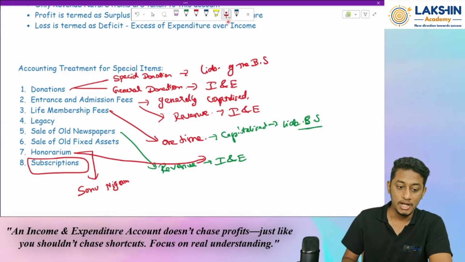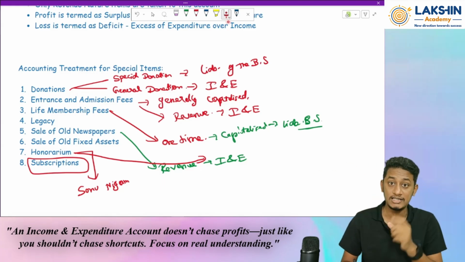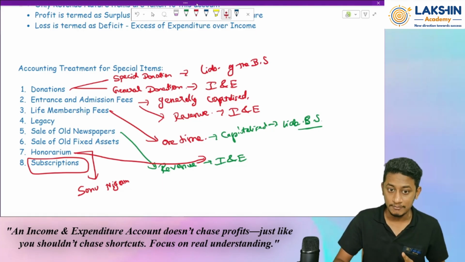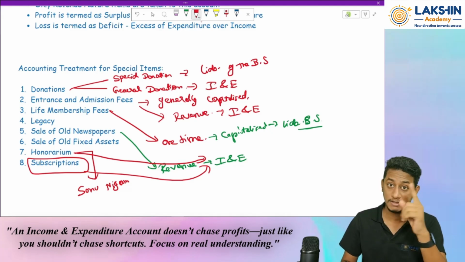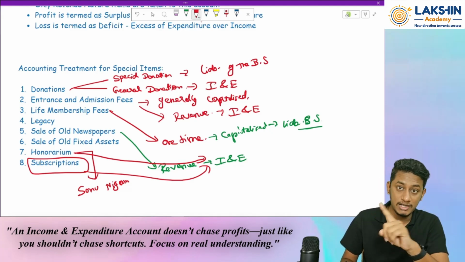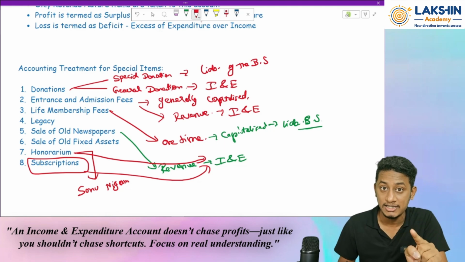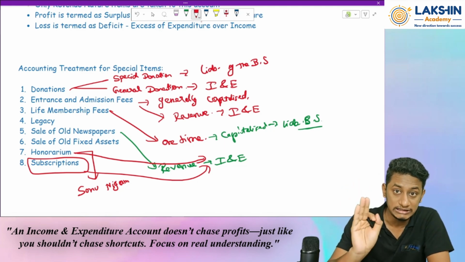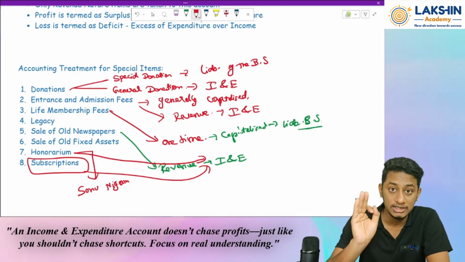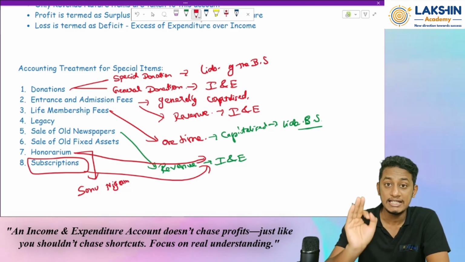Clear? So now what is the main part over here? Whatever subscriptions you receive is income to you. So whenever I say income, that means it will go to the income and expenditure account. Subscriptions will never go to my balance sheet. What goes to the balance sheet? Only outstanding subscription or advance subscription goes to the balance sheet. Other than that, nothing. Only the subscriptions which are received go to my income and expenditure account.